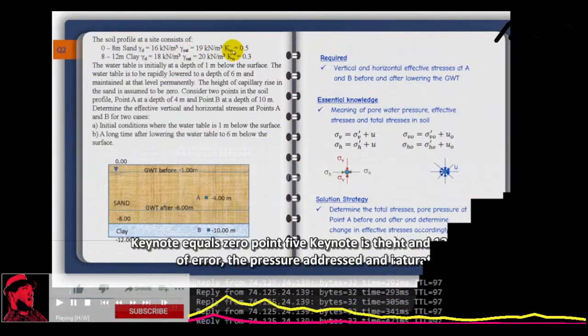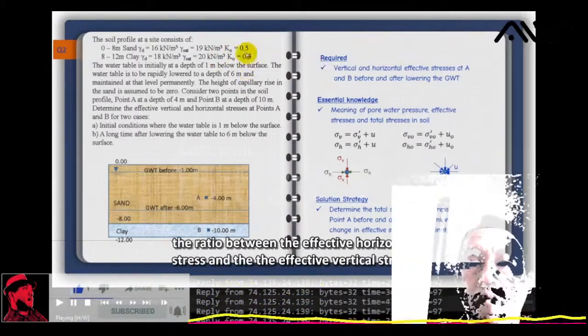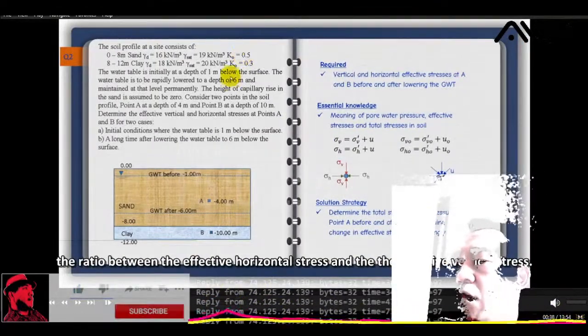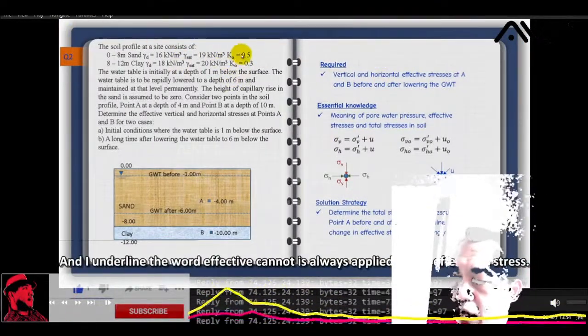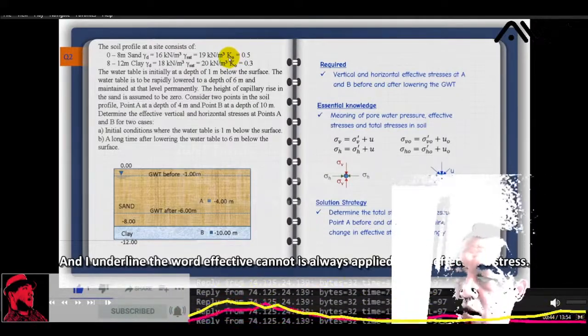K naught is the coefficient of earth pressure at rest, and it is the ratio between the effective horizontal stress and the effective vertical stress. And I underline the word effective. K naught is always applied to the effective stress.